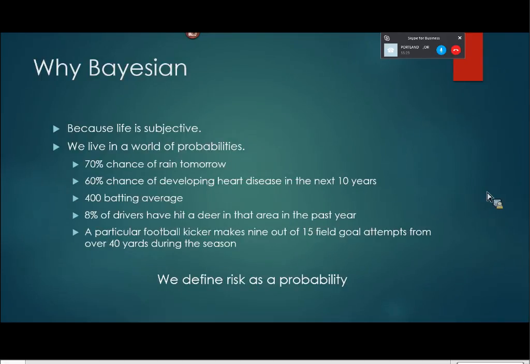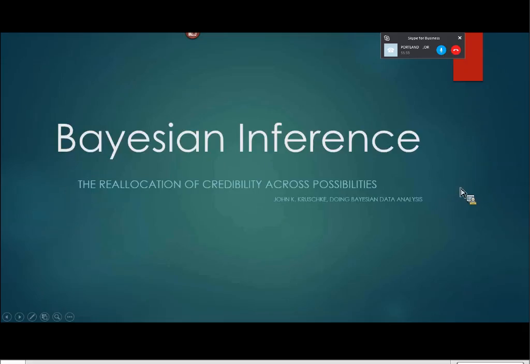The fact is that everything we do, when I look at a number, I really want to know how certain you are of that number. And so it gets down to, in this book by Kruschke, Doing Bayesian Data Analysis, he simply says it's the reallocation of credibility across your possibilities.